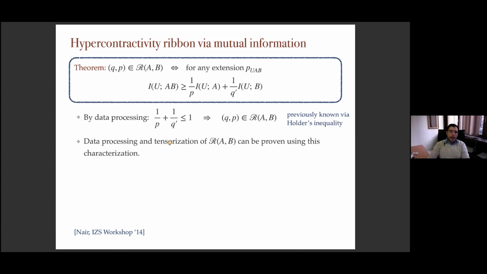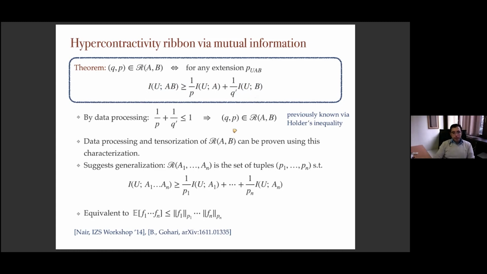The other thing is that if you take this one as the definition of the hypercontractive ribbon, then we can prove data processing and tensorization of the hypercontractive ribbon. And the proof would use the standard manipulations of mutual information, using the chain rule and then data processing, things like that. So I could have started with this definition and then proved these properties of the hypercontractive ribbon.